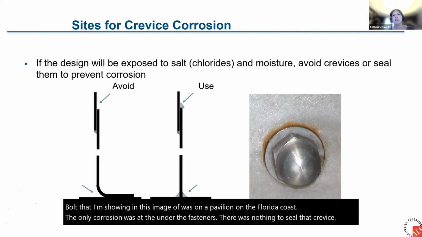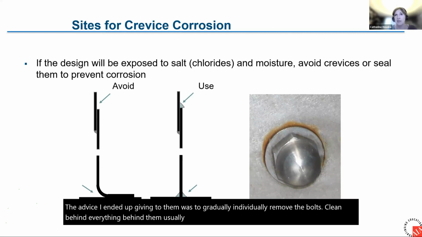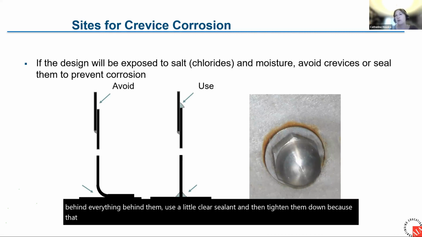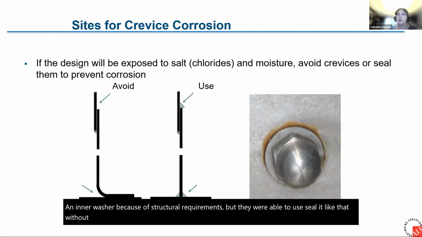The advice I ended up giving them was to gradually, individually remove the bolts, clean behind everything, use a little clear sealant, and then tighten them down, because they couldn't use an inert washer because of structural requirements. But they were able to use sealant like that without it being a problem, and it did solve the problem.